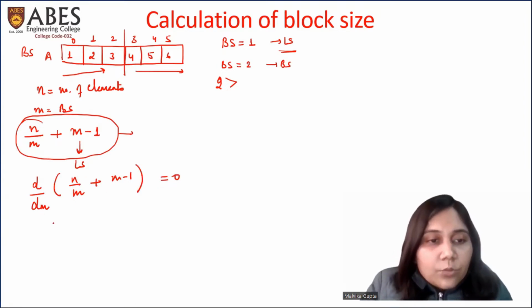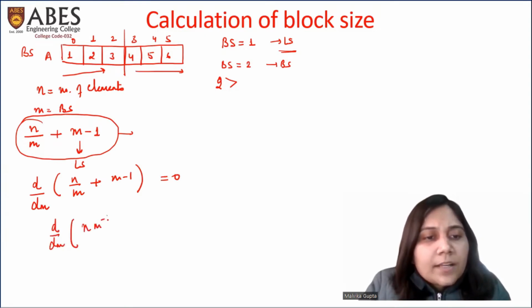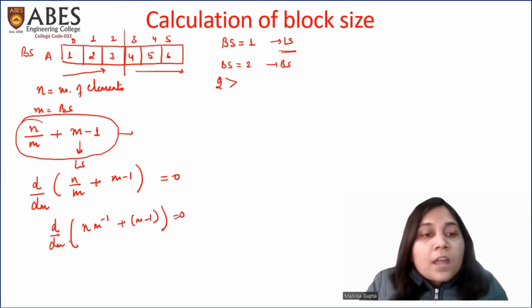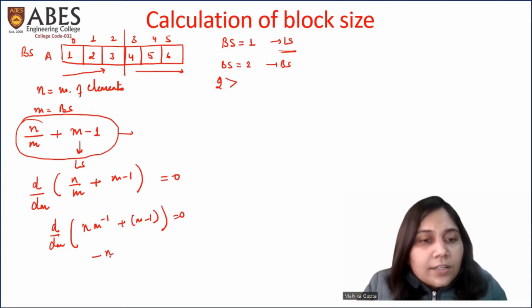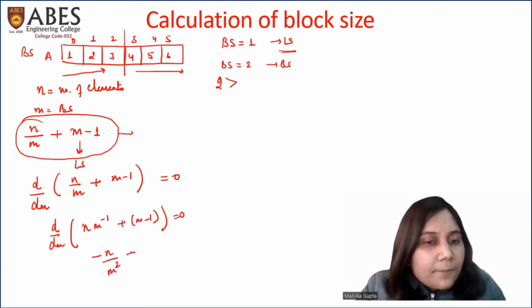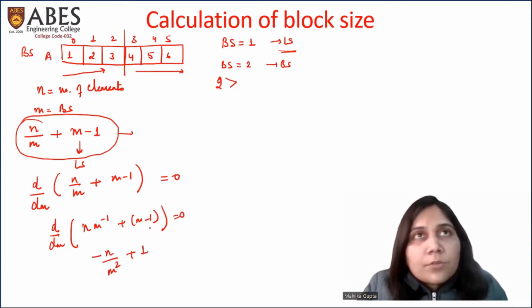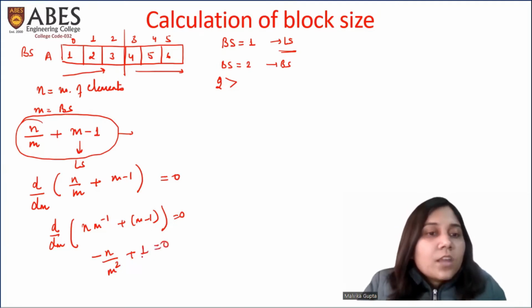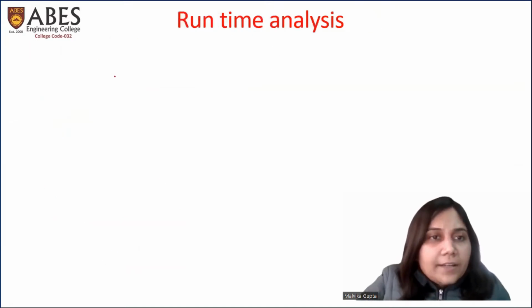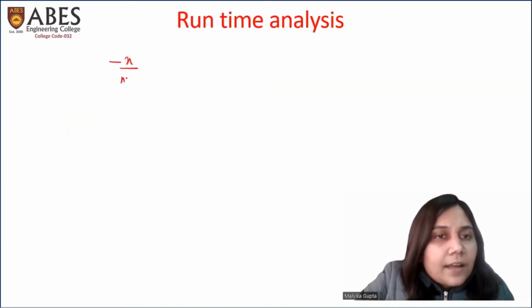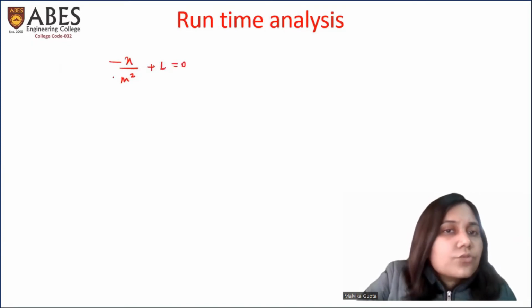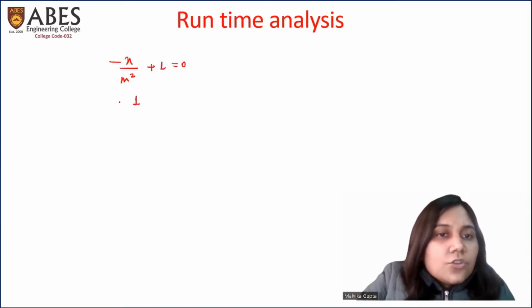Now, if you differentiate it, you know this differentiation is easy. You all know this. This will become f-1 plus m-1 equals 0. If you differentiate this one, it will be minus n by m square plus 1, and minus 1 because this is a constant, so it will become 0, right? Now you can see this one. If I take this to this side, then minus n upon m square plus 1 equals 0. I'm taking this on the other side.